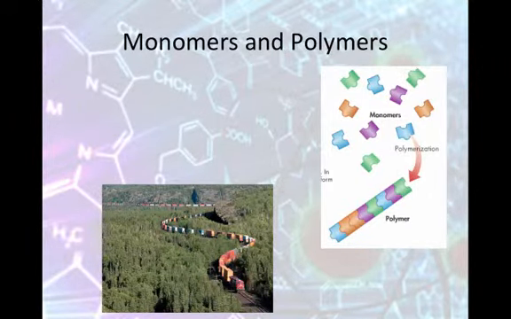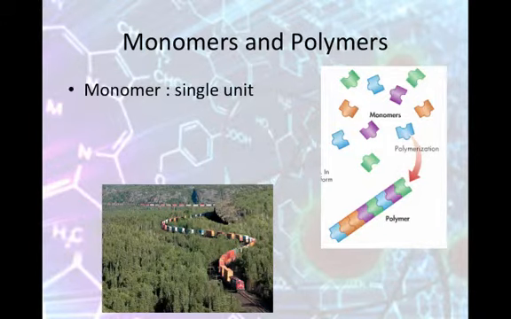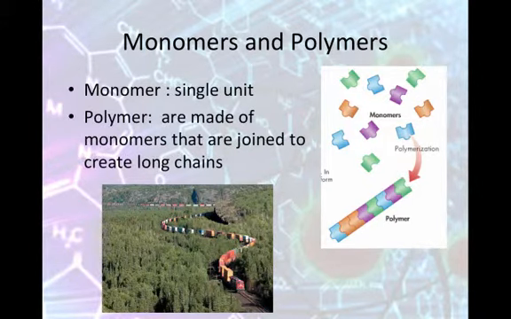All organic molecules are made of monomers. Those monomers are covalently bonded together to produce polymers. The monomer is a single molecular unit, like a car in a train. The polymers are made of a string of monomers, so they are long chains of those single units. So the entire train would be an example of a polymer. Each individual car would be an example of a monomer.